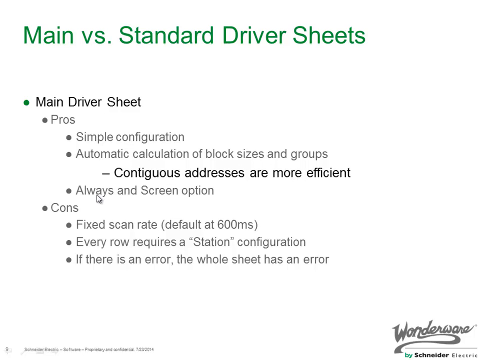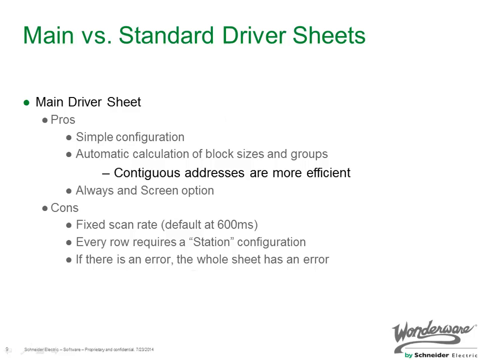efficient. We talked about the always versus screen option of the main driver sheet. Now some things that, not really negative, but things to pay attention to are the fixed scan rate of the main driver sheet. It defaults to 600 milliseconds. You can change that default, and it shows you how to do that in the help system. Basically, you would create another tag with a different time base and then tell it to scan by using that tag. Every row requires a station configuration.